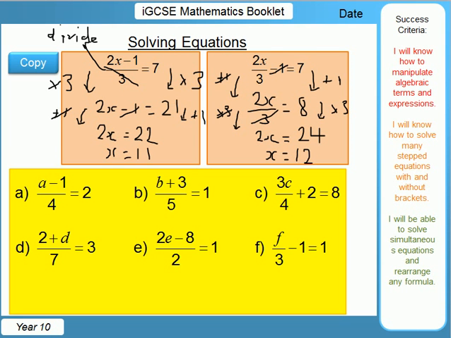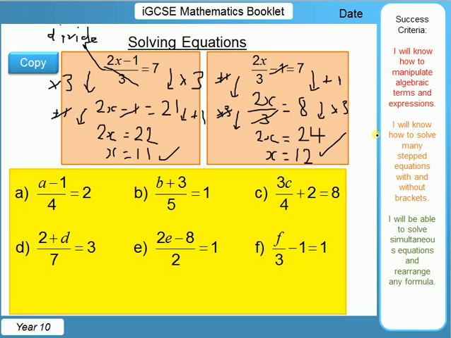And again, we can substitute to make sure we have the correct answer. So 11 times 2 is 22. 22 minus 1 is 21. 21 divided by 3 is 7. This one here is definitely correct. With this one, well, 2 times 12 is 24. 24 divided by 3 is 8. And 8 minus 1 is 7. We definitely know that's correct.